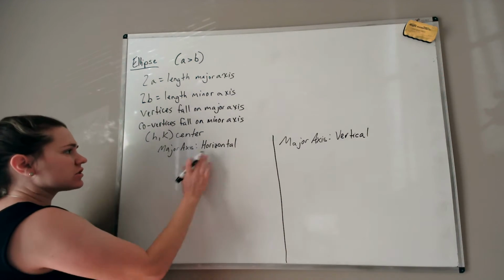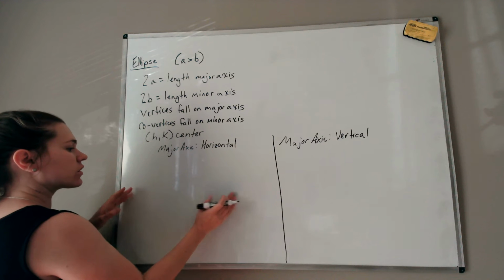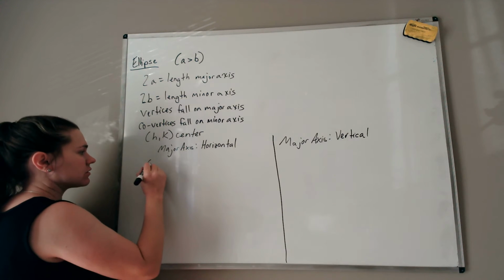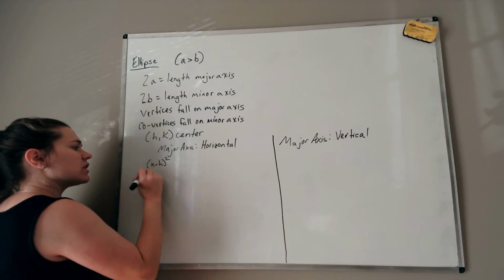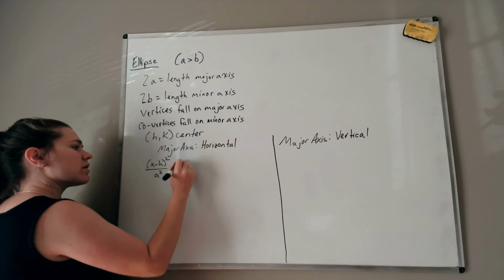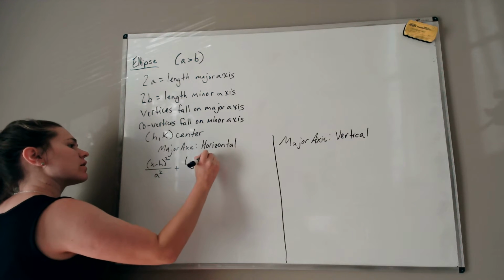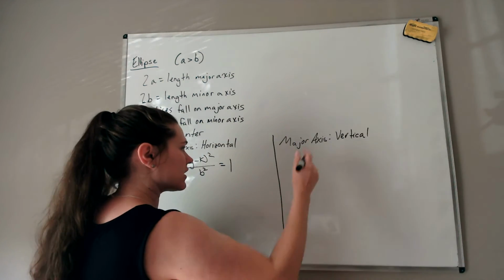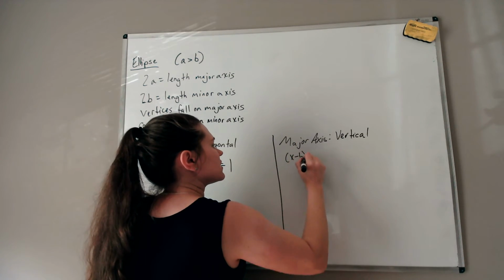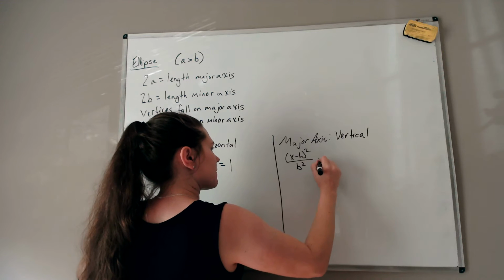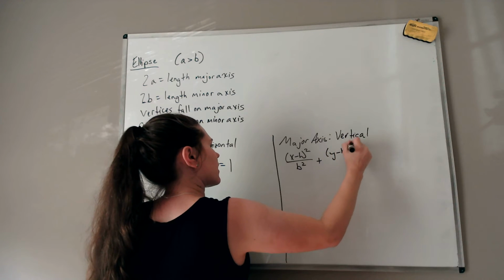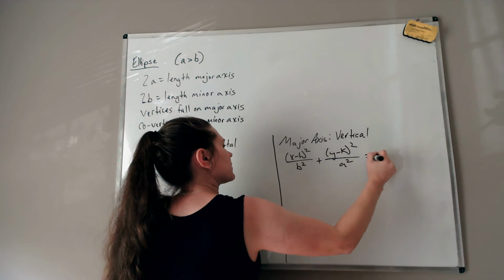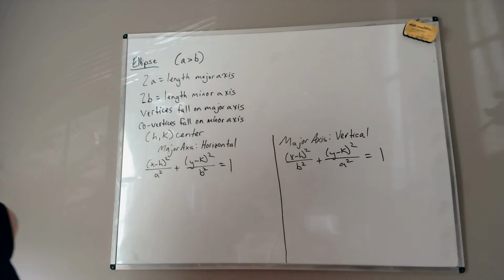So if the major axis is horizontal, if it's longer horizontally, longer in x, it looks like this: (x minus h) squared over a squared plus (y minus k) squared over b squared equals 1. Longer vertically, it's going to look like this: (x minus h) squared over b squared plus (y minus k) squared over a squared equals 1.